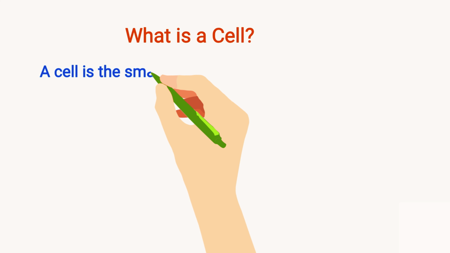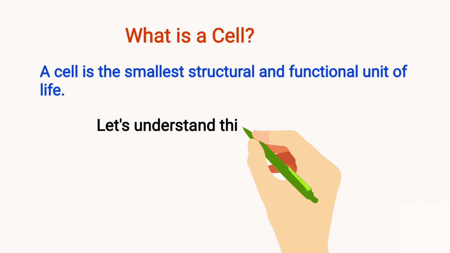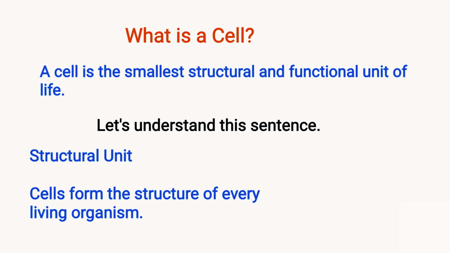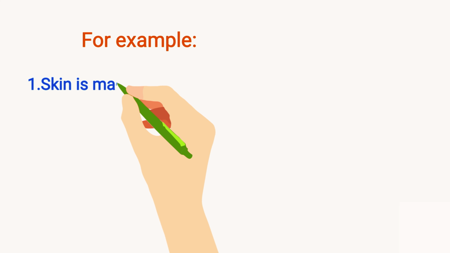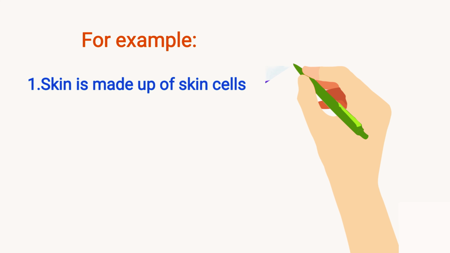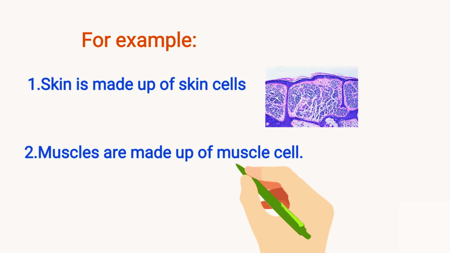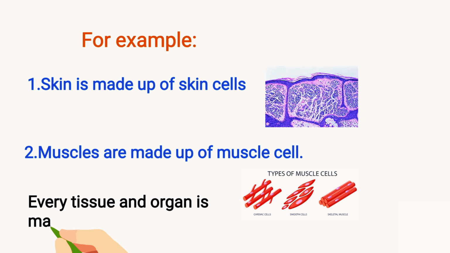A cell is the smallest structural and functional unit of life. Let's understand this sentence. Structural unit. Cells form the structure of every living organism. For example, skin is made of skin cells. Muscles are made of muscle cells. Every tissue and organ is made up of cells.